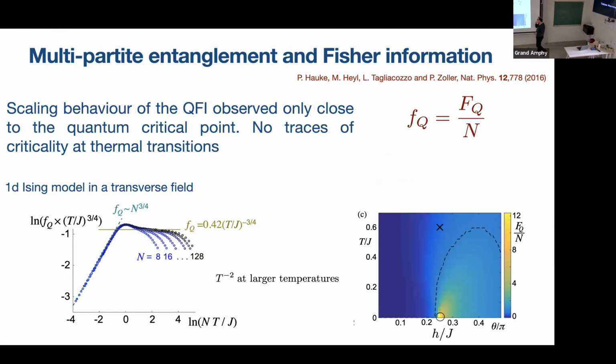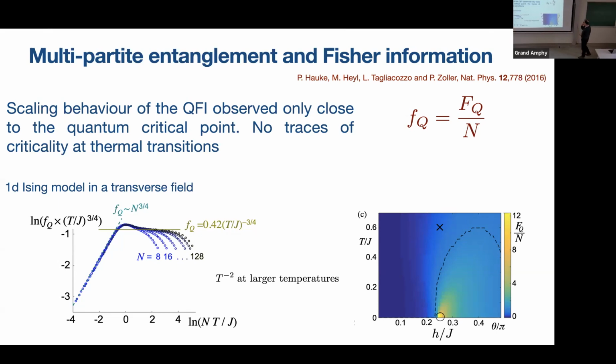They consider an Ising model in a transverse field, and they consider both cases: one in which they had a quantum phase transition at low temperature, but also higher temperature. So essentially they find nice scaling. This is at the value of the critical field as a function of temperature. They see a kind of power law behavior.